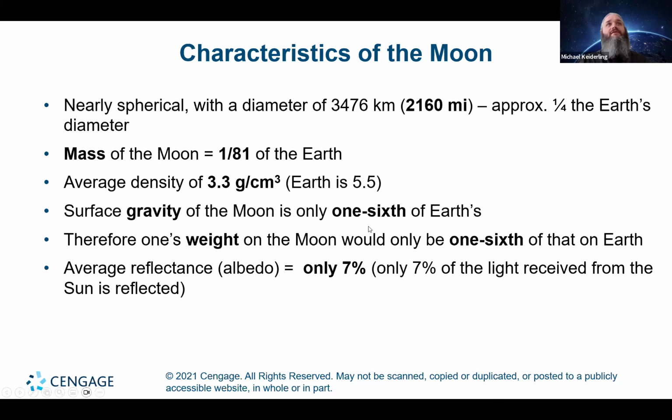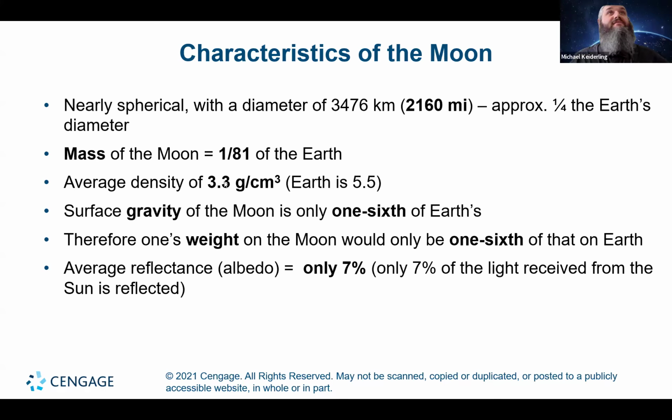So the moon is nearly spherical. It has a diameter of 3,476 kilometers or 2,160 miles, which is about a quarter of the diameter of Earth. And its mass is about an 81st of that of the Earth. The lower mass and lower diameter combine to give it lower gravity of around a sixth of the gravity on Earth. The lower mass makes the gravity less, the lower diameter makes it more, but the combination makes it about a sixth.